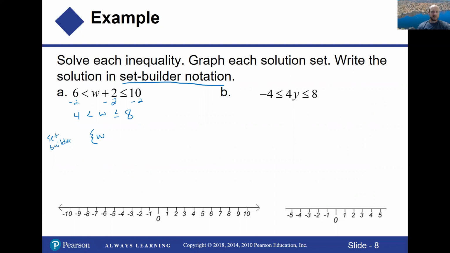But it's going to be the set of all W. This is how you say it. The set of all W such that, now we use a line to denote such that, W is between 4 and 8, and all such that W is greater than 4. I knew I was going to mess that up. Such that W is greater than 4. And I know I said greater than 4 because if I were doing this, I would be reading it like this, right? And less than or equal to 8.